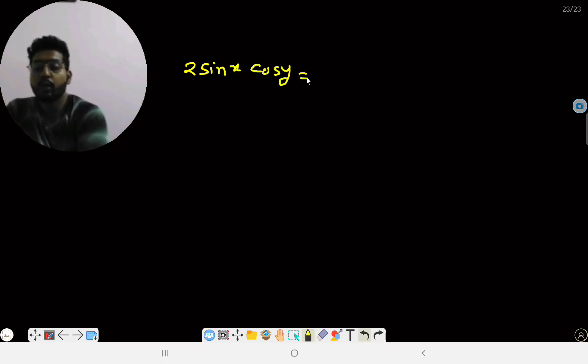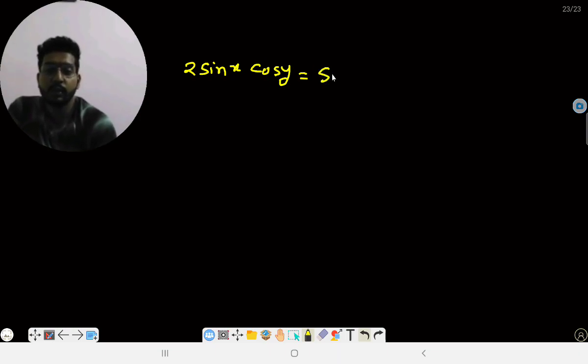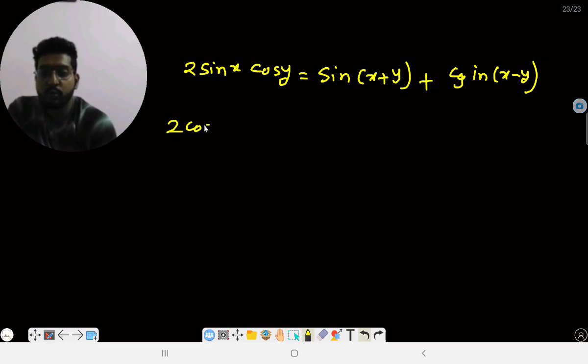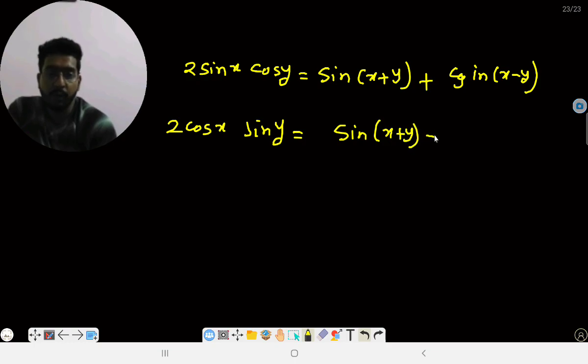First of all, 2 sin x cos y. Now what is the formula? The formula is sin(x plus y) plus sin(x minus y). So this is the first one. Next one is 2 cos x sin y. Now what is the formula? Same formula, but there will be a minus sign: sin(x plus y) minus sin(x minus y).